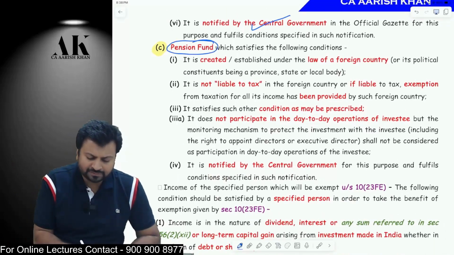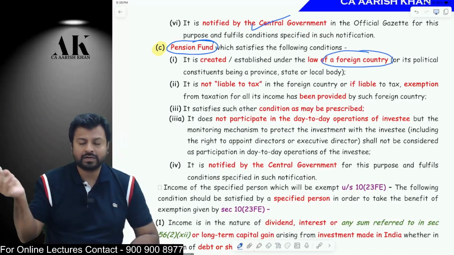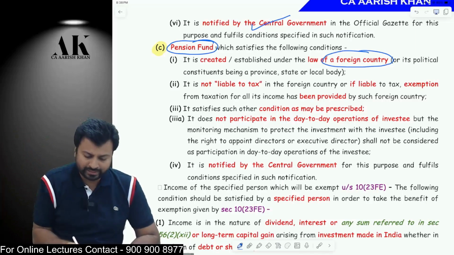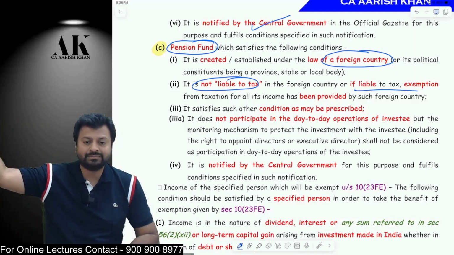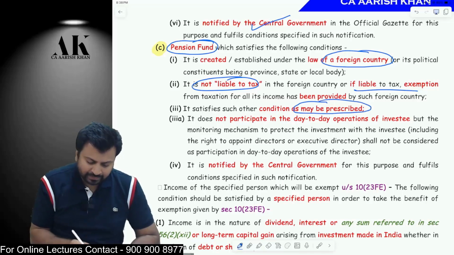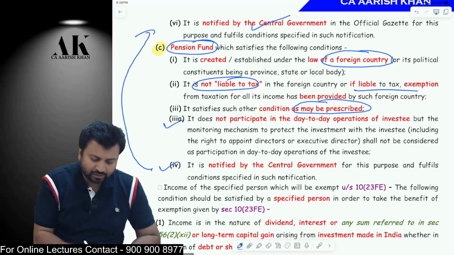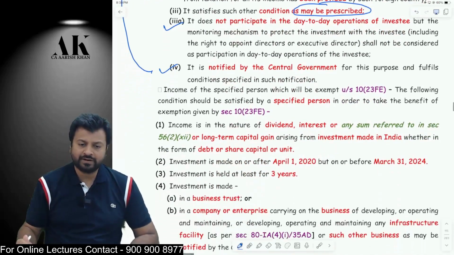Similarly, the third category of specified person is a pension fund of a foreign country. It is a pension fund of a foreign country which is registered under the law of that country. It is not liable to tax in that country. It is exempt under the taxation laws of that country. It will fulfill some other conditions as may be prescribed, and conditions number 4 and 5 are similar to the previous category only. So these are the different kinds of specified persons which are covered.